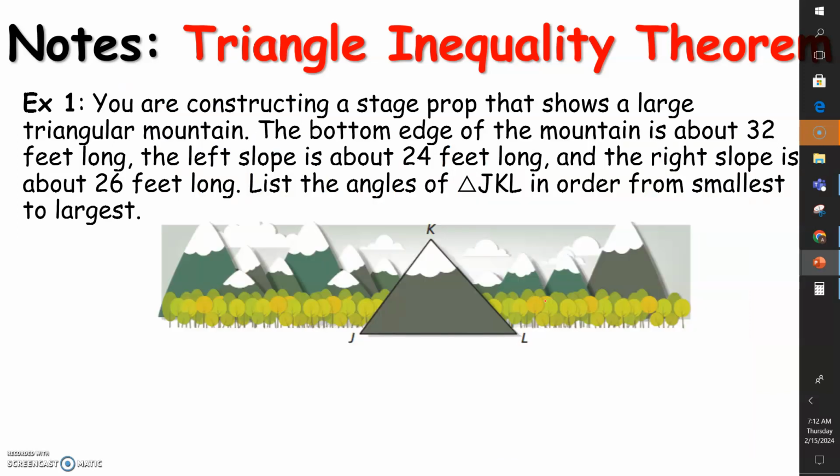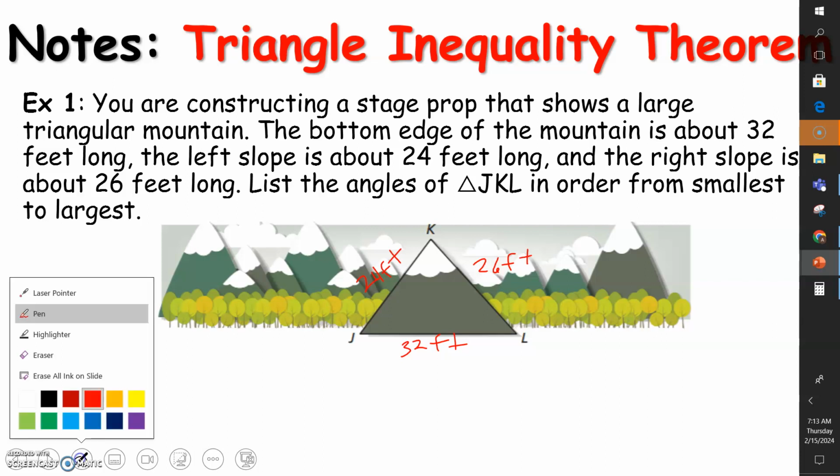Let's take a look at how this works. Example 1. You are constructing a stage prop that shows a large triangular mountain. The bottom edge of the mountain is about 32 feet long. The left slope is about 24 feet long. And the right slope is 26 feet long. List the angles of triangle JKL in order from smallest to largest.